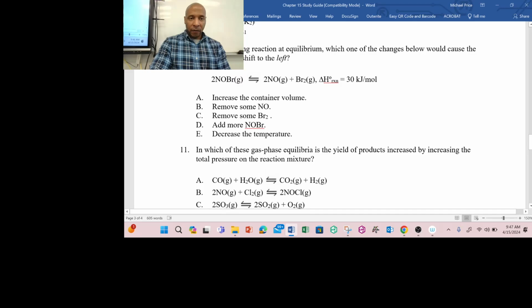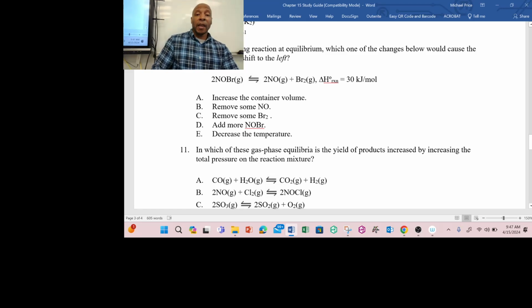Okay, well, let's see. For the following reaction at equilibrium, which one of the changes below would cause the equilibrium to shift to the left? Now we know that this is an endothermic reaction because my enthalpy change is a positive 30 kilojoules. Had it been a negative 30, that means it would have been exothermic. The fact is a positive 30 means it's endothermic, right? Anytime you have an endothermic reaction, heat is a reactant. If it's exothermic, heat is a product. Y'all with me? Okay, all right.